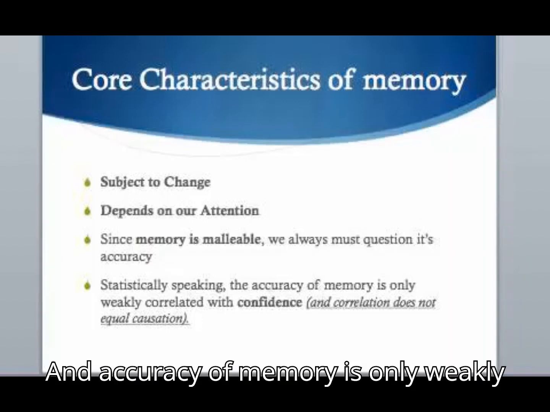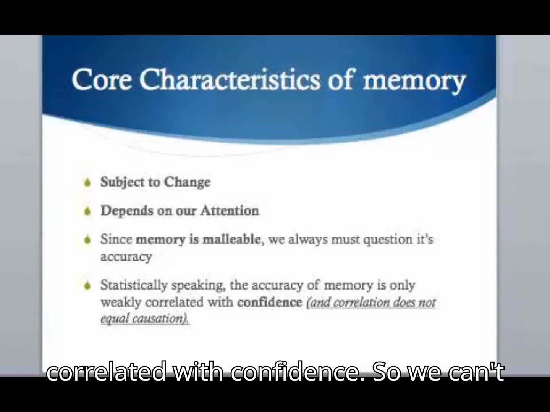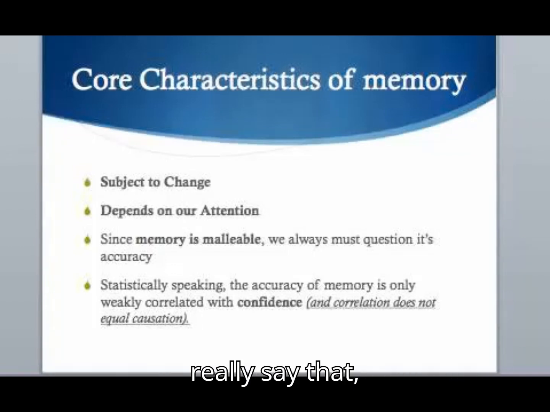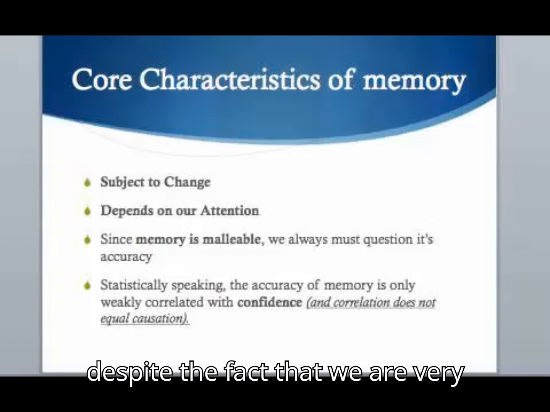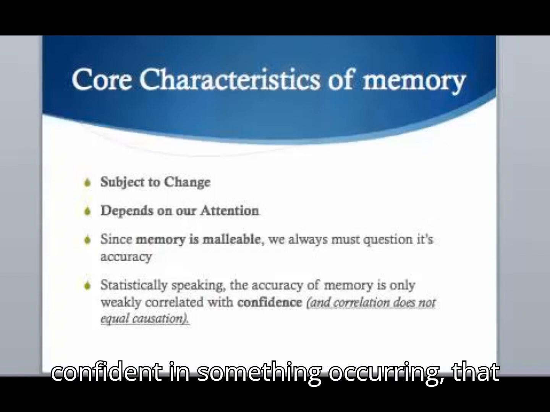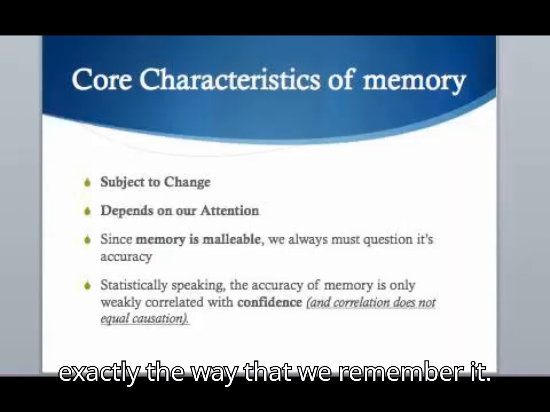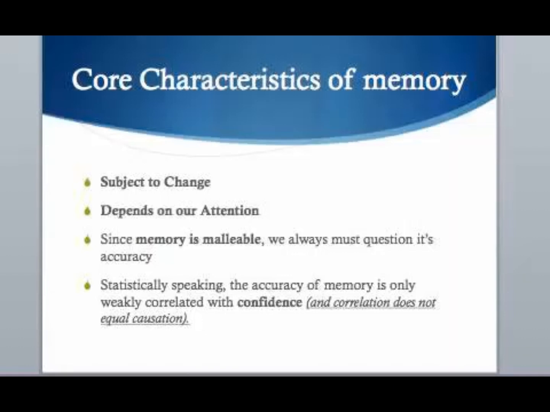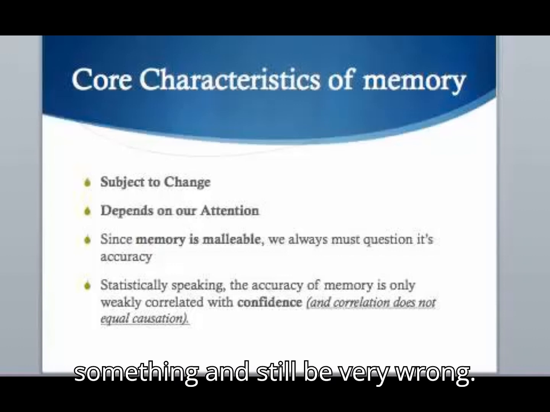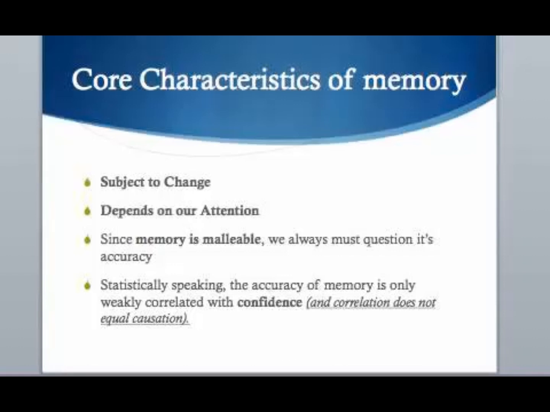And accuracy of memory is only weakly correlated with confidence. So we can't really say that despite the fact that we are very confident in something occurring, that it's actually something that occurred exactly the way that we remember it. Now, we can be very confident in something and still be very wrong.